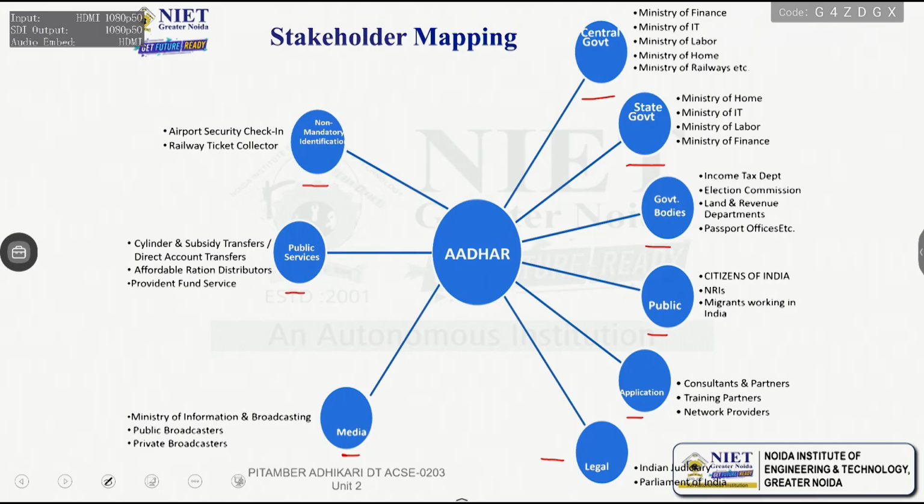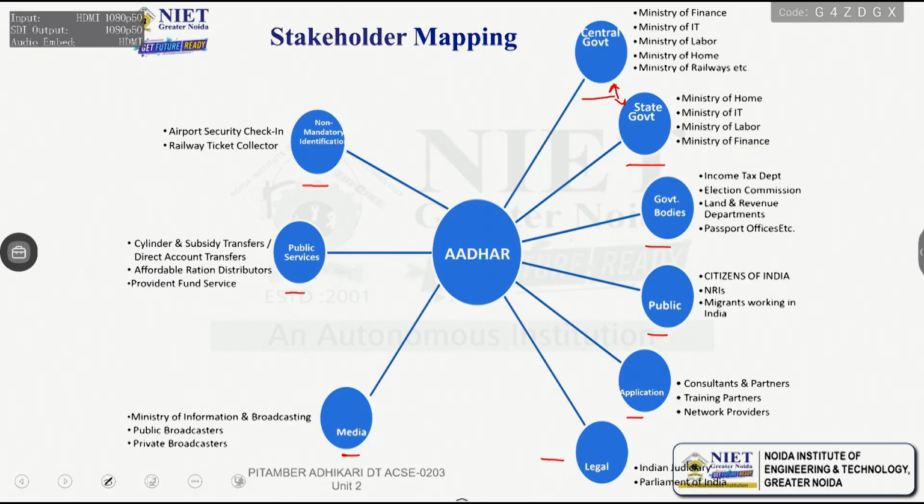If we want to merge state and central government, we can do that, but we know that state and central government have different powers, different authorities, and their roles are different. That is why we have differentiated these two governments into two categories. Otherwise, if we want, we can merge these two types into a single one, there is no problem. Then after state government, we have different government bodies under the Government of India, like the Income Tax Department, Passport Office, Election Commission. All these government bodies are related to Aadhaar.